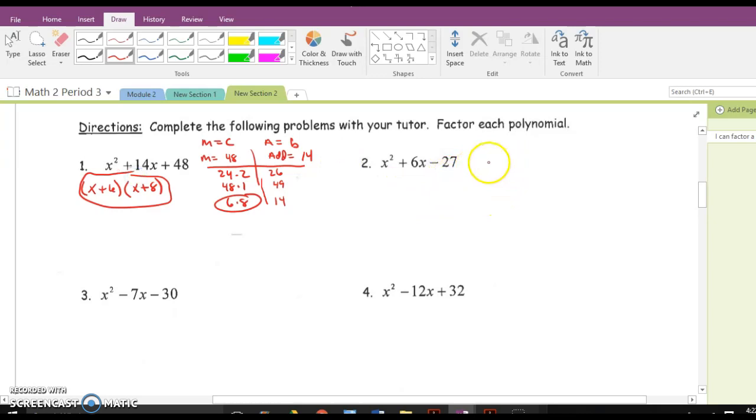Okay, the next one. What do we need to find? We need to find the numbers that multiply to give you negative 27 and add up to give you 6. So negative 27 and 1, negative 1 and 27. Then we have 9 and 3. So 9 times negative 3, negative 9 times positive 3. Well, this adds up to negative 6, so that doesn't work. Positive 6, that doesn't work. 9 and negative 3 adds up to 6, right? Therefore, we know this would be x plus 9, x minus 3.